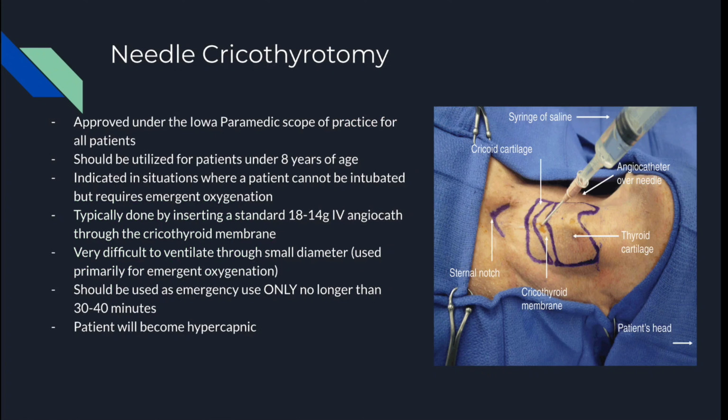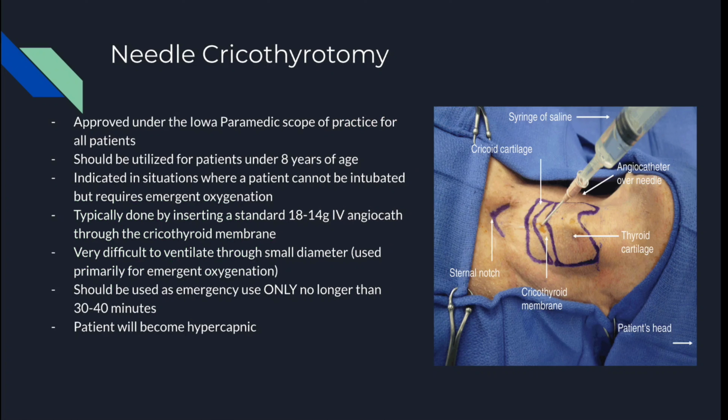So indications for this, obviously, we can't get the patient intubated, all of their means have failed, and we need to oxygenate the patient. So typically this is done by inserting at a 30 to 45 degree angle a standard 18 to 14 gauge angiocath. So generally larger diameters are going to be our best bet as far as being able to move air through it. So keep that in mind. Otherwise, if you've got some very, very small pediatric patient, you may have to use smaller than a 14 gauge.